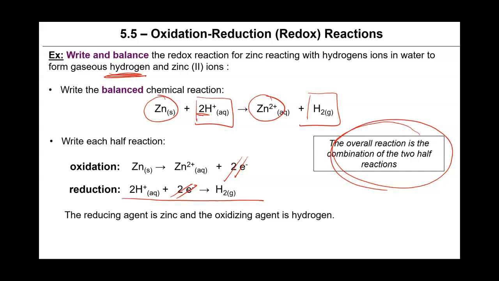Okay, just to reiterate a point, we identified previously that the zinc is undergoing oxidation because it is losing electrons. Therefore, we describe the zinc as the reducing agent. The hydrogen ions are undergoing reduction because they are gaining electrons, and therefore the oxidizing agent is the hydrogen ions.